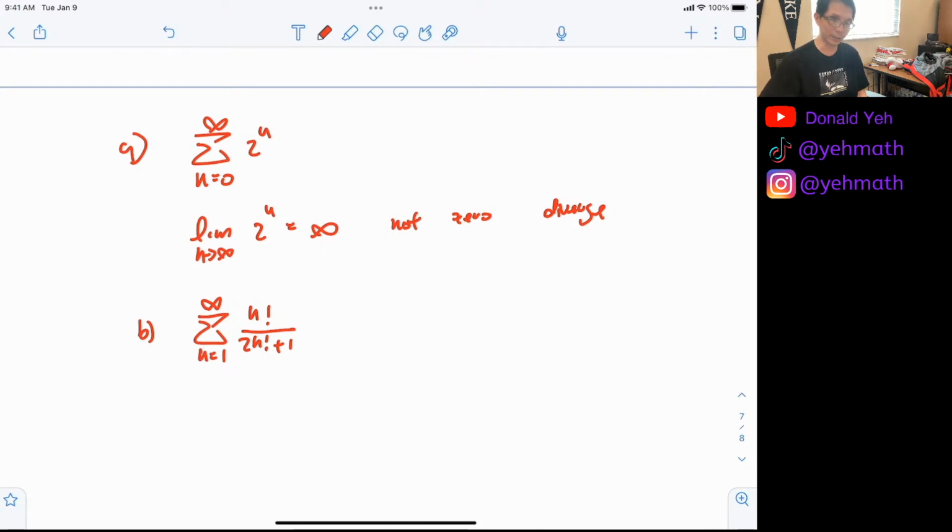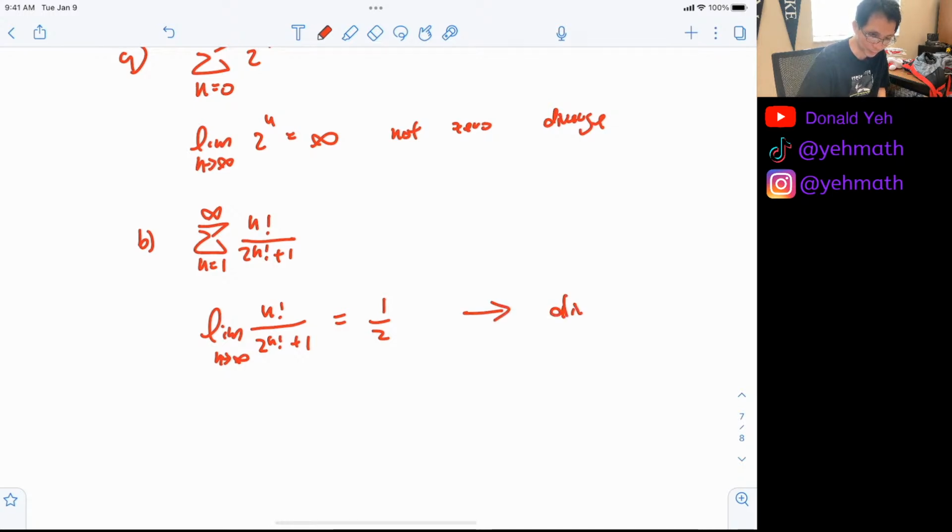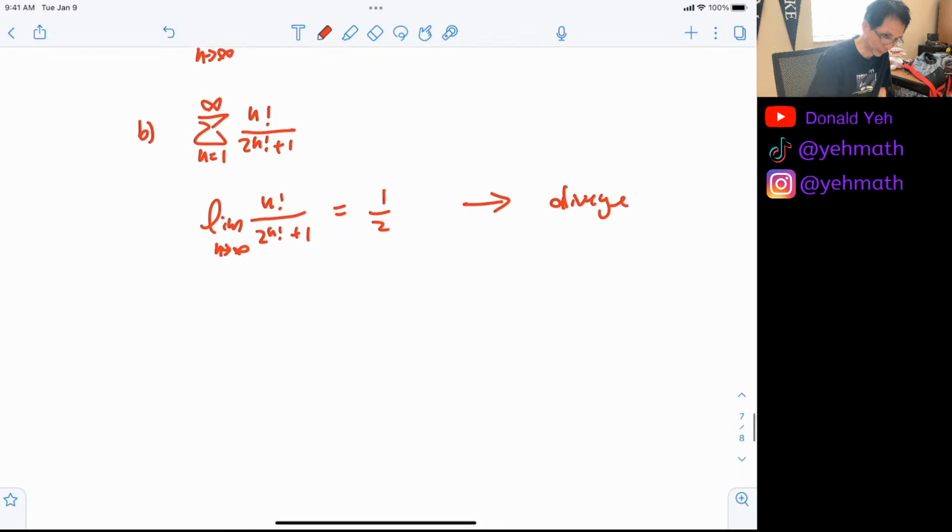So if we want to see if the series diverges or not, we're going to take the limit as n approaches infinity of n factorial over 2n factorial plus 1. What do you think the answer will become? Okay, 1/2 is good. So is 1/2 equal to 0 or not? No, so therefore it diverges. Because if it's equal to 0, then you're going to say... Sorry. No, not you.